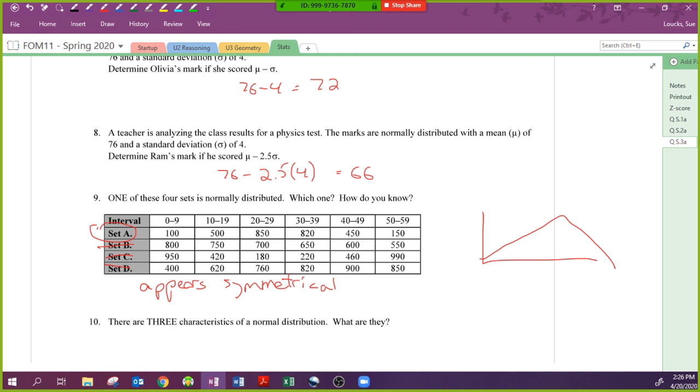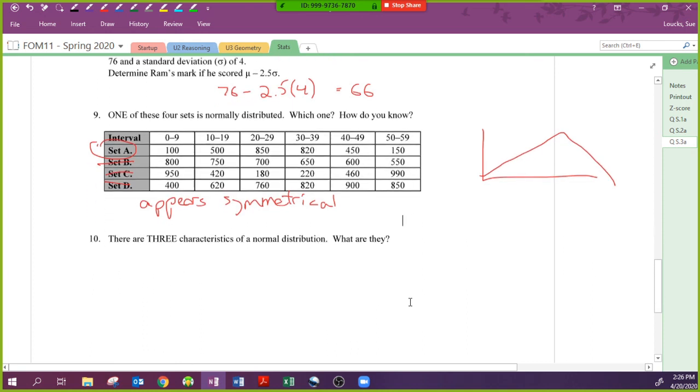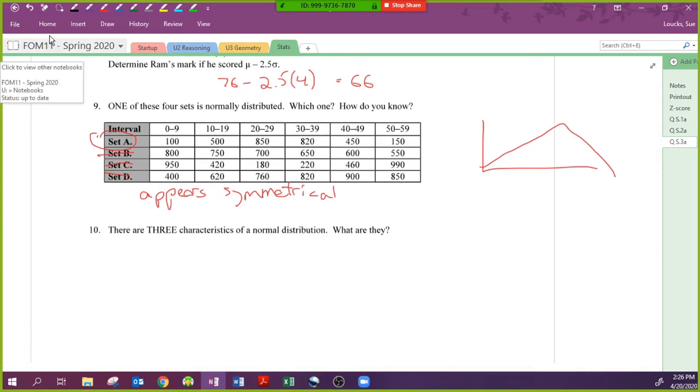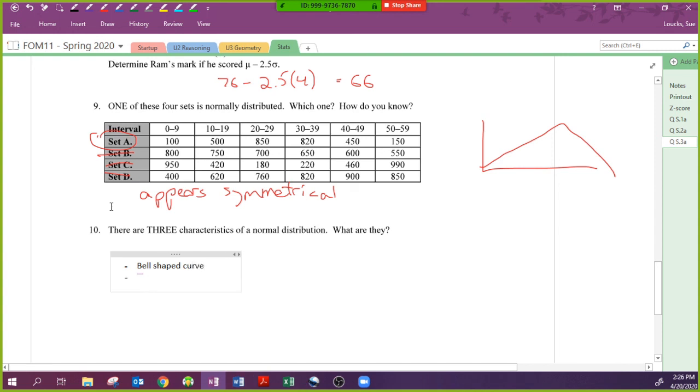All right. And then for question 10, the answer is, I'm going to type it up because my writing is just atrocious today. So the answer is bell-shaped curve, symmetrical, and mean, median, and mode are all close to equal.